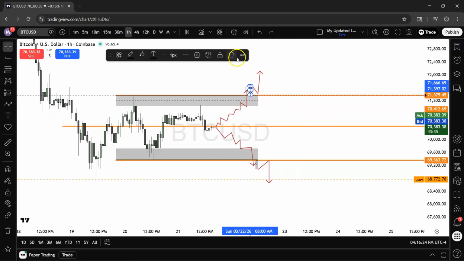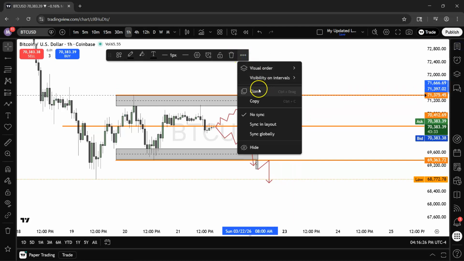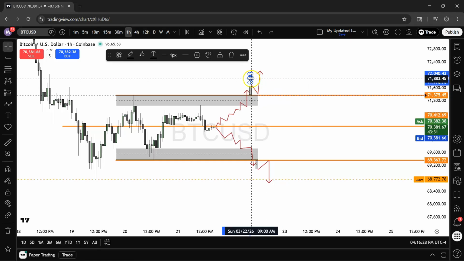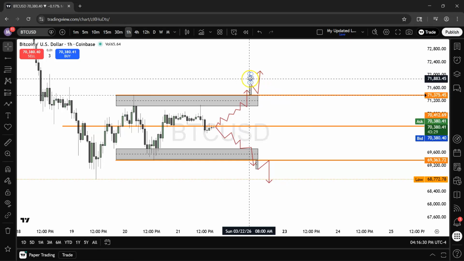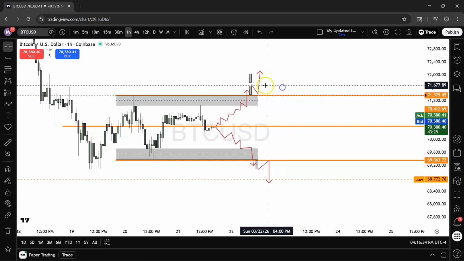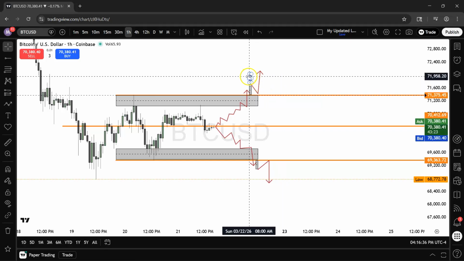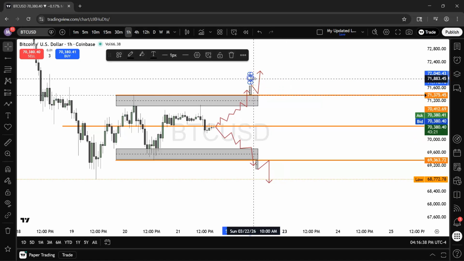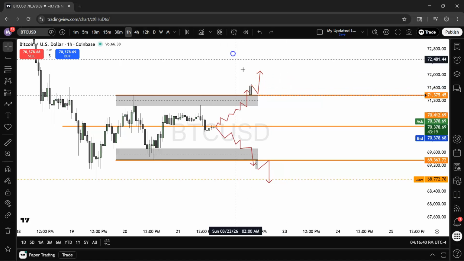We're going to copy this candle. See if I can grab it. I might have to draw it again. Can't grab it. All right, let's draw it again.